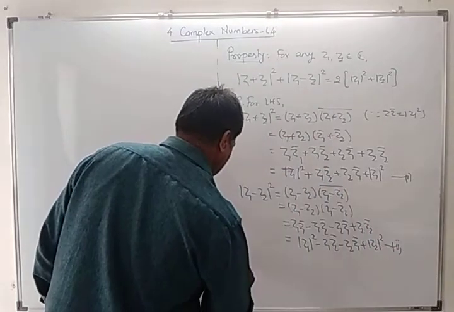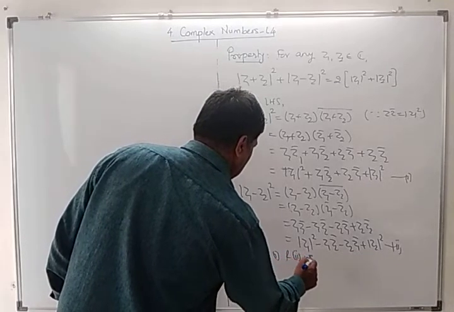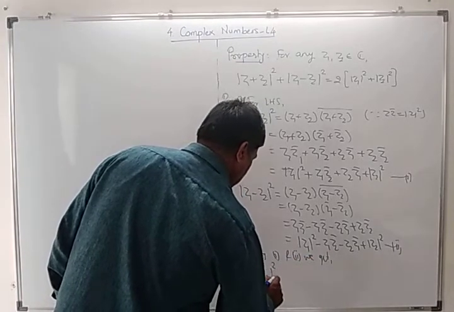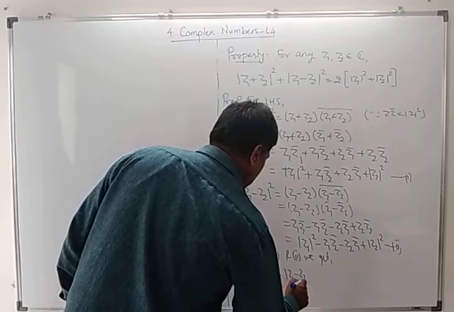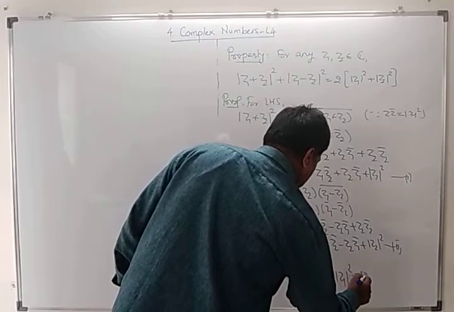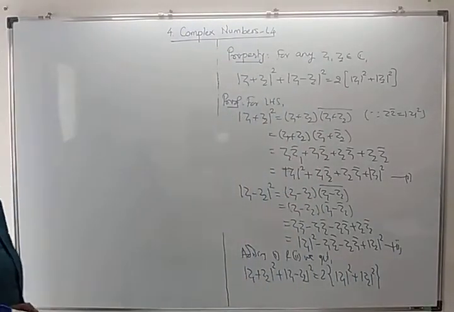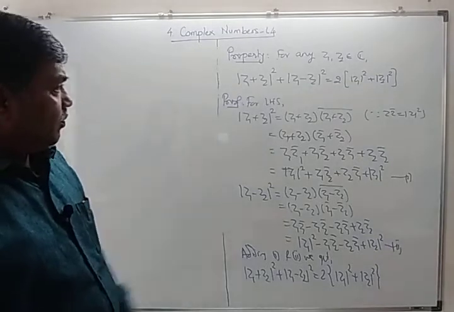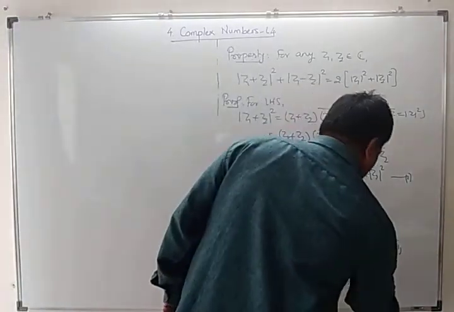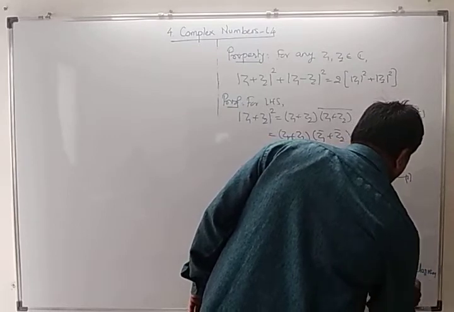Adding 1 and 2, we get mod of z1 plus z2 squared plus mod of z1 minus z2 squared is equal to 2 times mod z1 squared plus mod of z2 squared. This is known as the parallelogram law. Okay, why is this a parallelogram law?